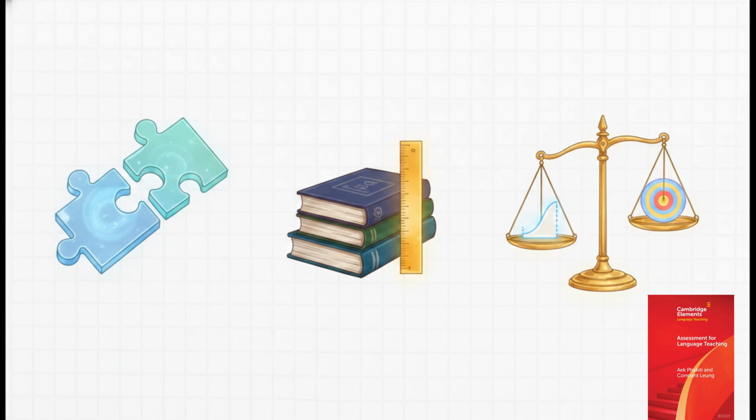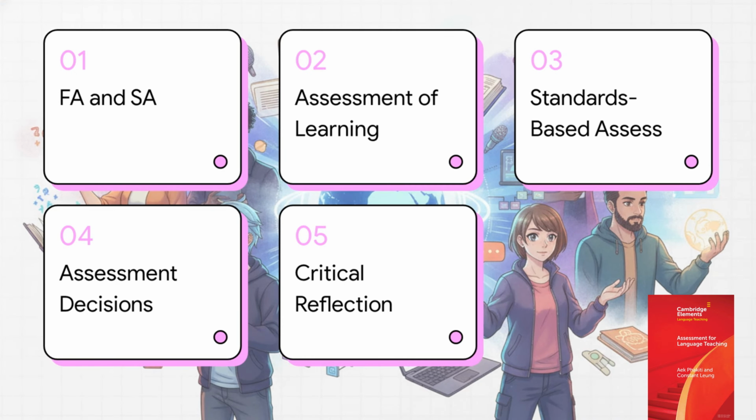To give you a clear cognitive map for where we're headed today, here are our three big takeaways. First, we are going to look at the interconnectedness of formative assessment and summative assessment. Spoiler alert, they aren't isolated islands. Second, we'll explore how to apply assessment of learning right alongside external standards. And third, we're going to contrast two major decision-making frameworks, the Norm Referenced Approach, or NRA, and the Criterion Referenced Approach, or CRA.